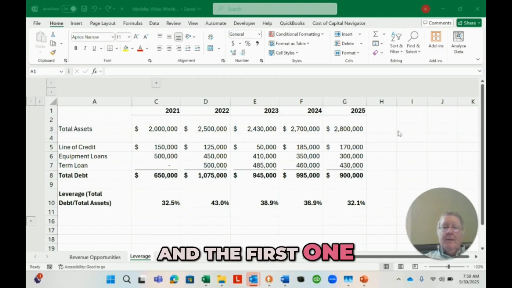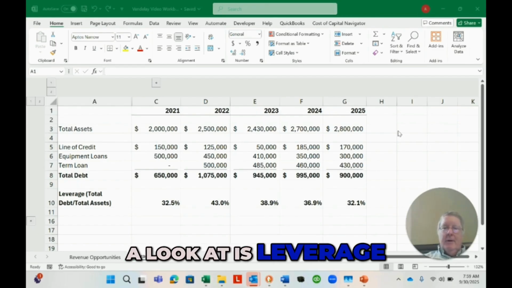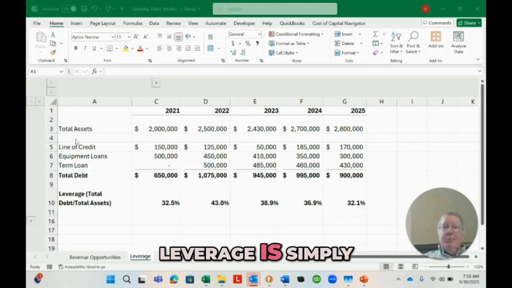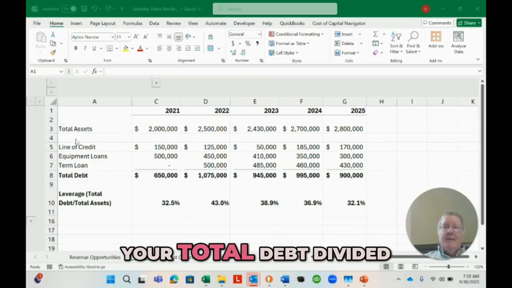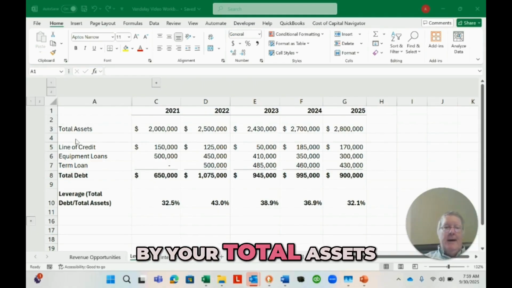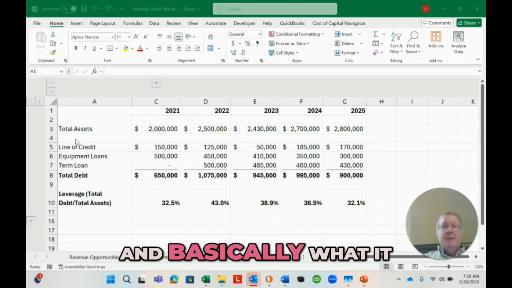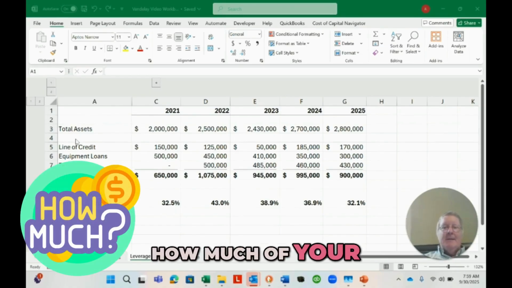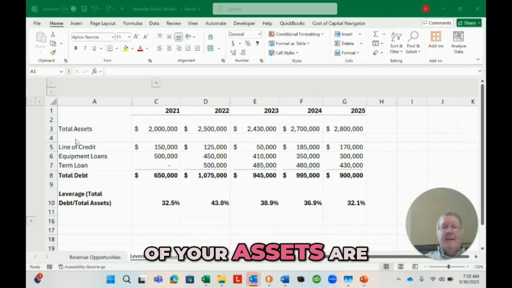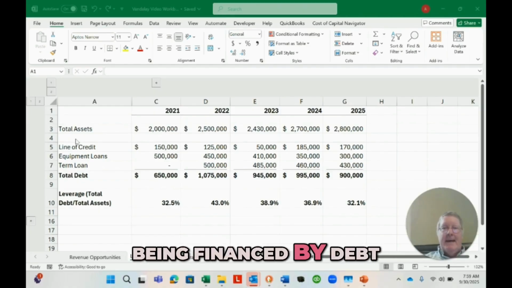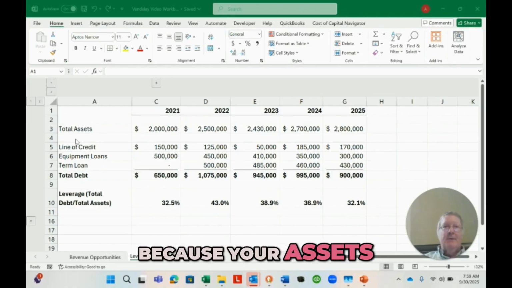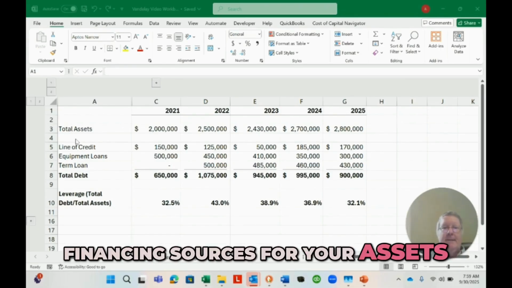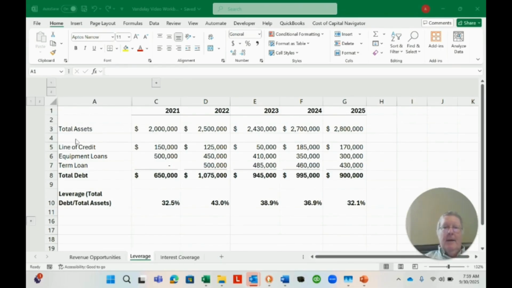And the first one we're going to take a look at is leverage. And leverage is simply your total debt divided by your total assets. And basically what it measures is what proportion of your assets are being financed by debt. Because for your assets, there are two general financing sources: debt or equity.